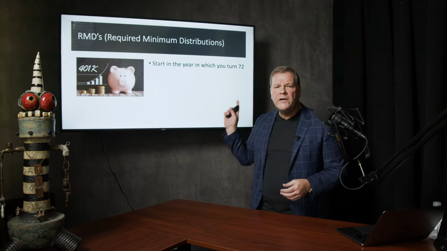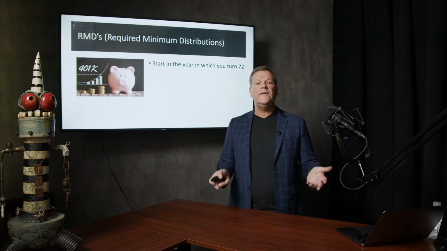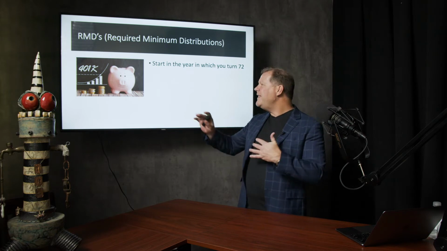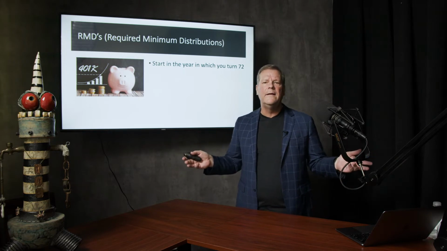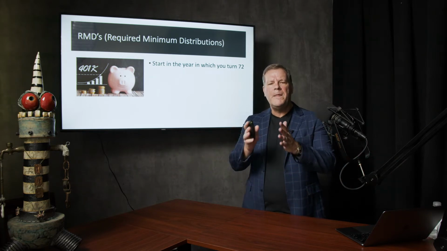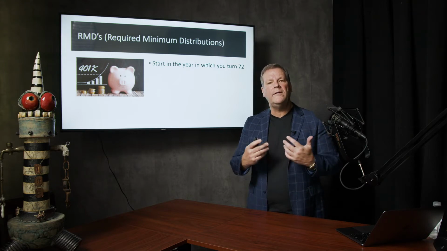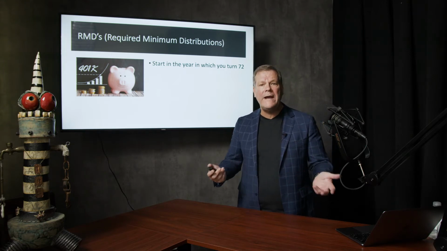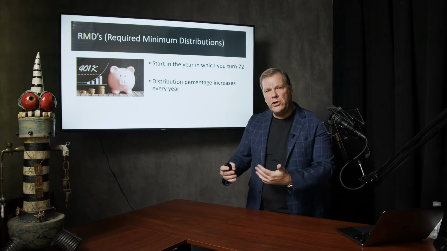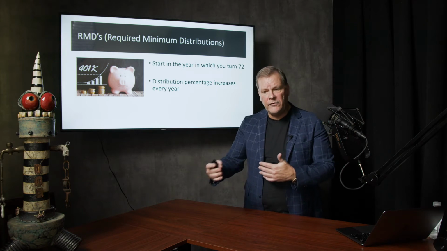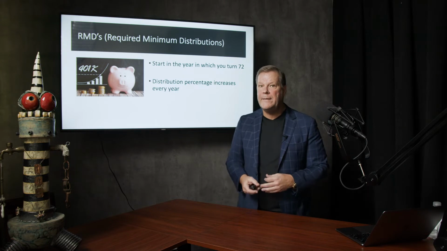First, they're going to start in the year in which you turn 72. Now, as I'm recording this, in Congress they're talking about bumping that to maybe 73 or 74 or 75 or some later date. But regardless, there's some age. When you hit a certain age, you must start taking money out whether you want to or not. It's not an option. And every year that you have money in your retirement accounts, from that point on, that percentage is going to increase. I'm going to show you an example of that.